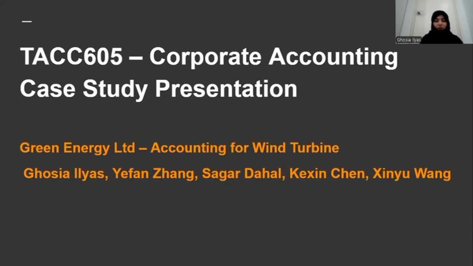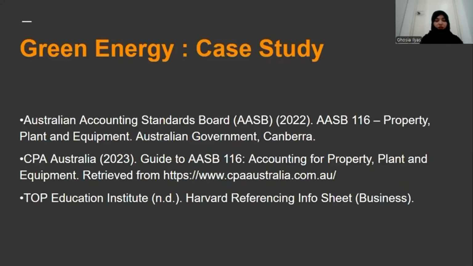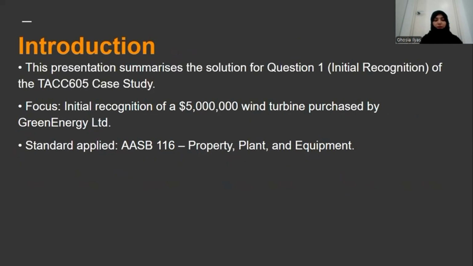Good evening, everyone. Today I will be presenting the solution for question 1 of the TACC605 Corporate Accounting case study. Our case focuses on Green Energy Limited and how the company should account for its newly purchased wind turbine under AASB 116 Property, Plant and Equipment. In this presentation, I will explain the rule for the initial recognition, discuss which costs should be included or excluded, and how those apply to Green Energy Limited.